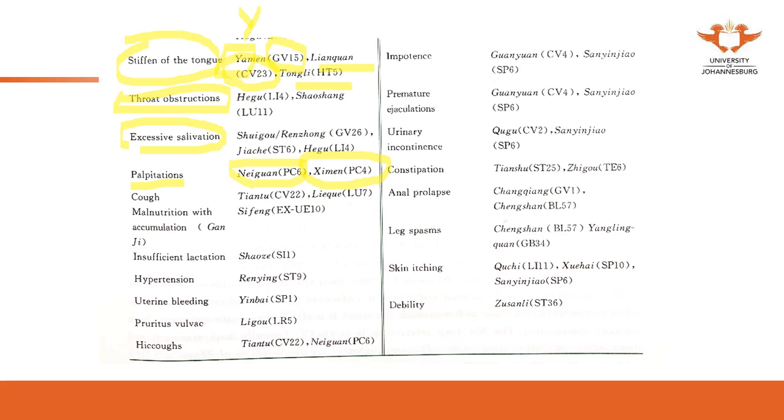Malnutrition with accumulation, Sifeng, actually EX-UE10. This is very special. This only works for poor digestion in kids. In kids, we're going to use the three-edge needle to prick EX-UE10 to cause a kind of bleeding, but in most situations it is not blood, it's like tissue fluid. So you can squeeze out some yellowish tissue fluid from EX-UE10.